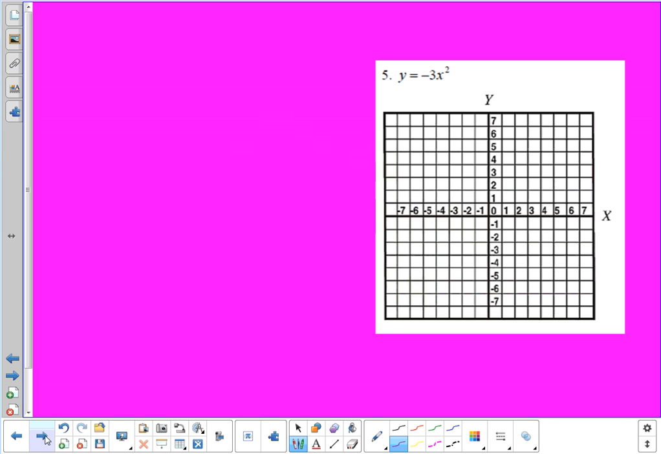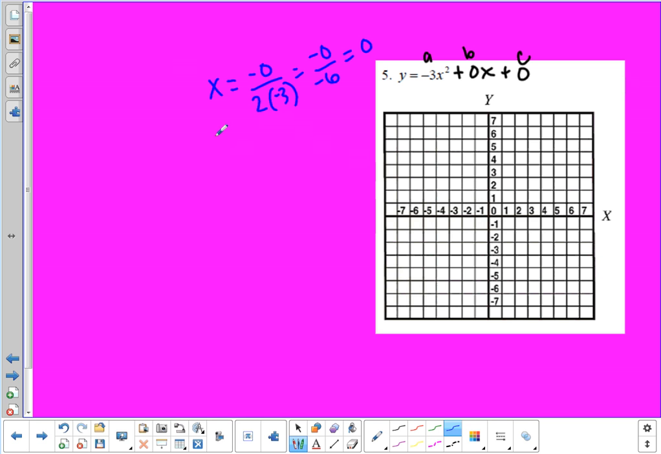Let's try number 5. And number 5, I have y is equal to negative 3 times x squared with nothing else, which means I have a plus 0x and a plus 0. So my a value is negative 3, my b value is 0, and my c value is 0. So let's see what that does to our vertex. So for my vertex, I have the opposite of 0 over 2 times negative 3. That's the opposite of 0 over negative 6, and anything 0 divided by anything is 0.